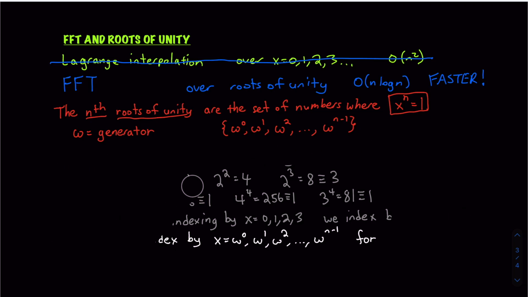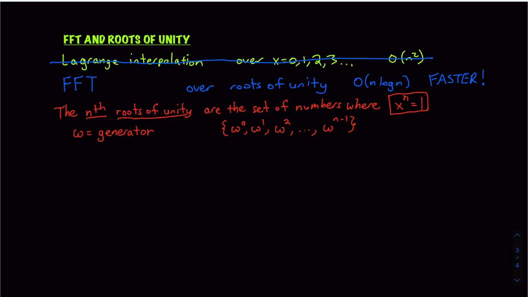And here's the really nice bonus. Remember the vanishing polynomial z sub h of x? If we index by the roots of unity, z sub h of x equals the product from i equals 0 to n minus 1 of x minus omega to the i. Well, it turns out that this product simplifies beautifully to x to the power n minus 1.